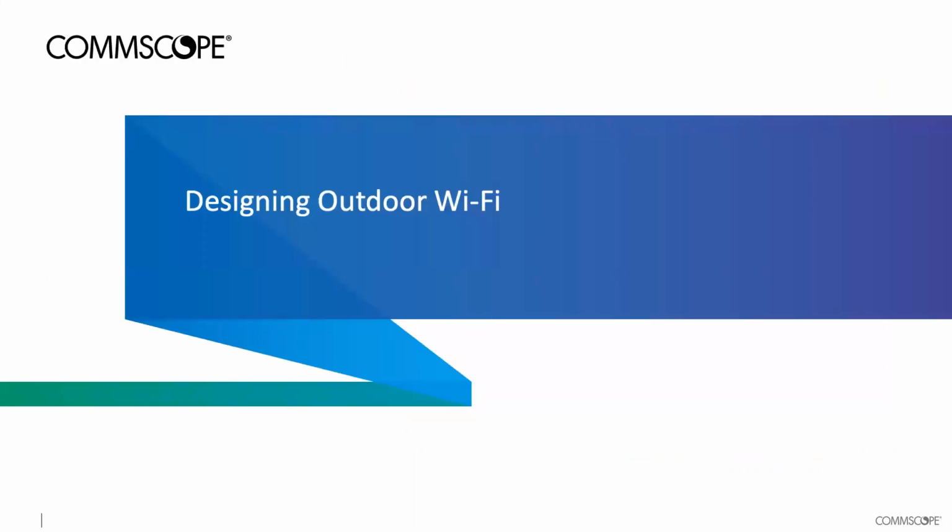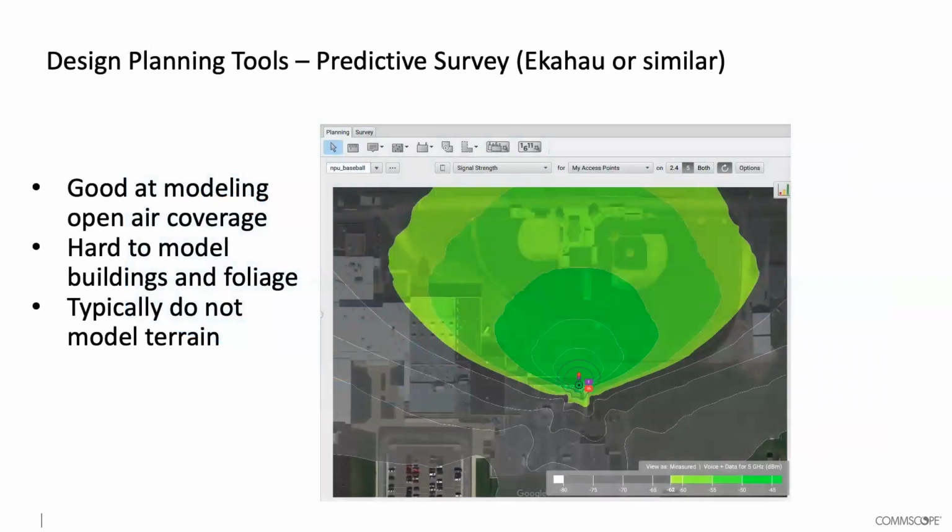So moving on to some topics on how you can deal with these challenges, and what you do if you want to design for outdoor coverage. There are some tools that can help you. The first one that probably comes to mind is these predictive survey tools like Ekahau. These types of tools are very good at modeling open air coverage, or what we call free space path loss.